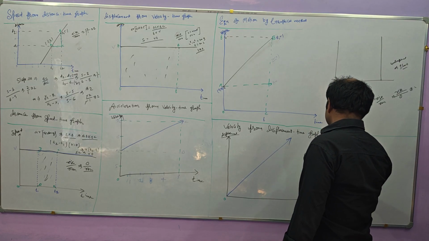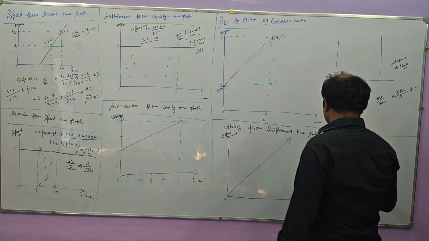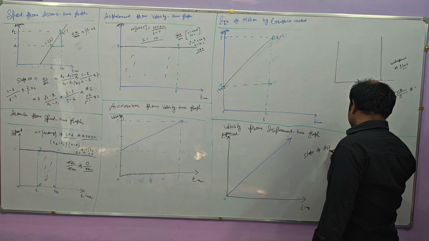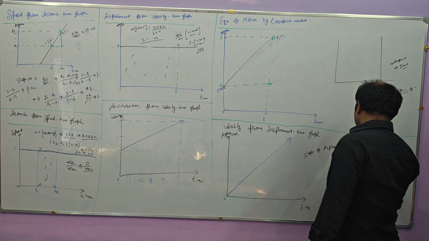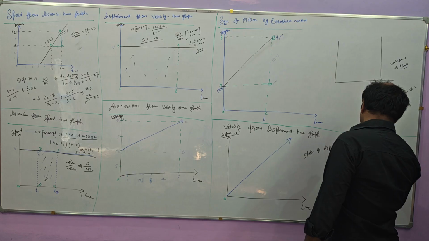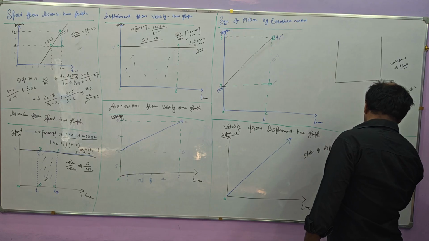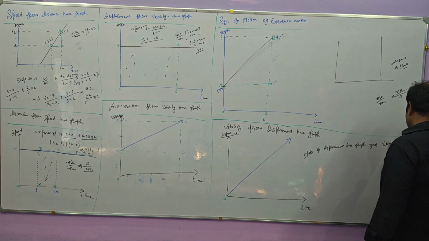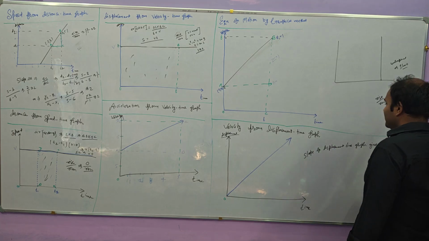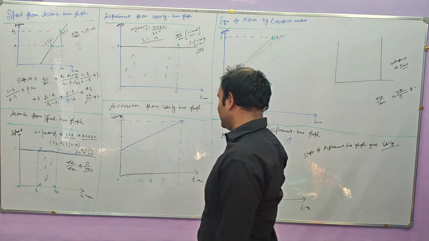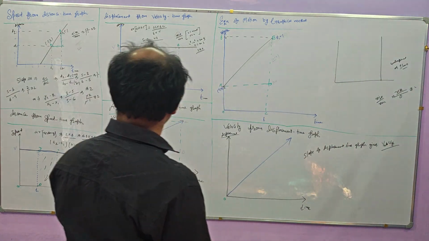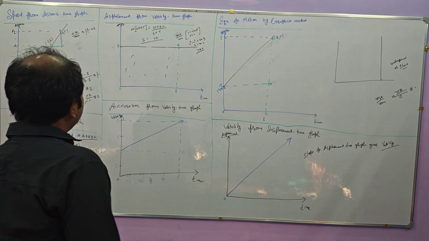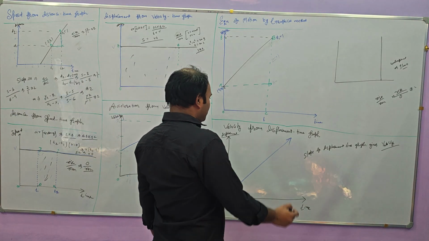Slope of displacement time graph gives velocity. Slope of displacement time graph gives velocity.